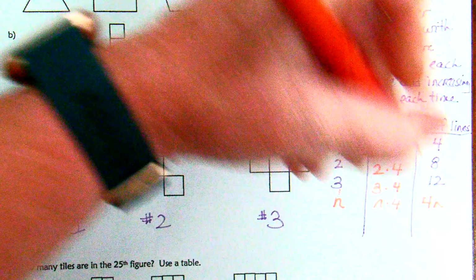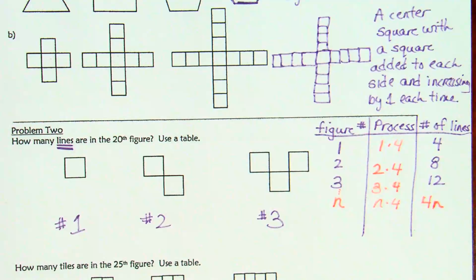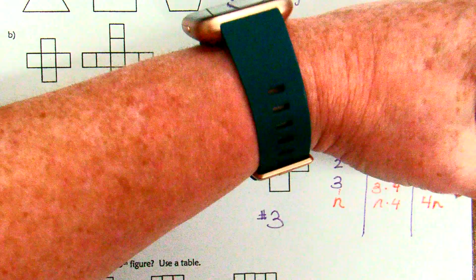So I know in the Math Excel assignment I usually use it to ask this. I honestly can't remember if it does on the workbook or not. But if they ask you how many lines are in the nth figure, what would we say here? We're going to say that there are 4n lines. So I'll even write right here that this was for the nth figure.